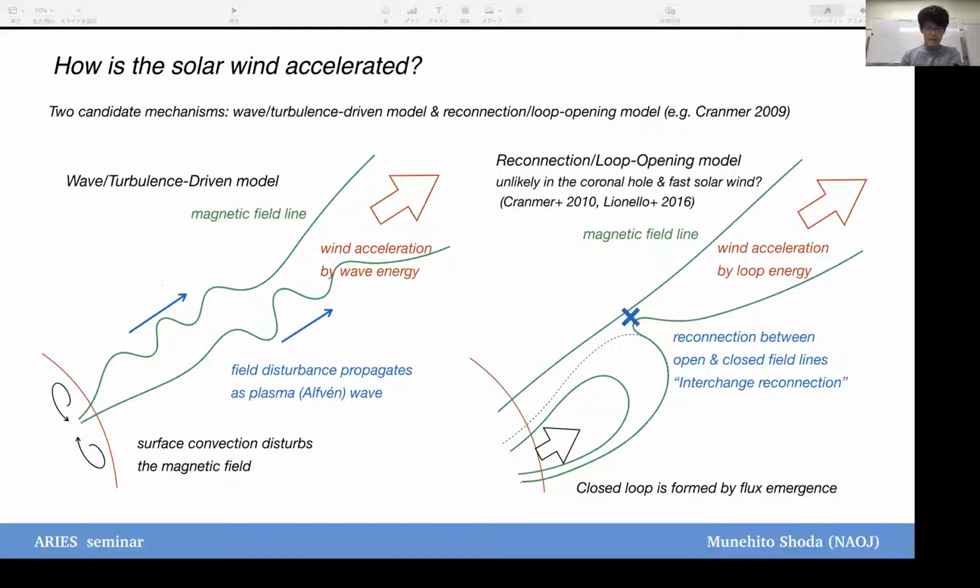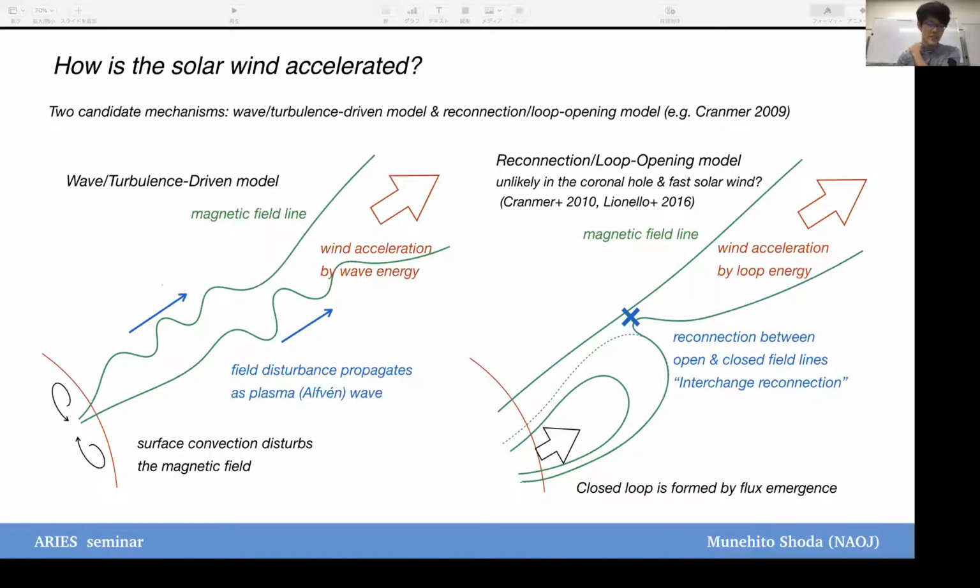Another promising model is called the reconnection loop opening model. In the reconnection loop opening model, the energy source of the solar wind is supplied by the interchange reconnection, the reconnection between the open magnetic field and closed magnetic field. So once the open magnetic field and closed magnetic field reconnect, then the large amount of magnetic energy stored in the coronal loop can propagate into the solar wind, can propagate into the open field region, and it could be responsible for the kind of impulsive acceleration of the solar wind.